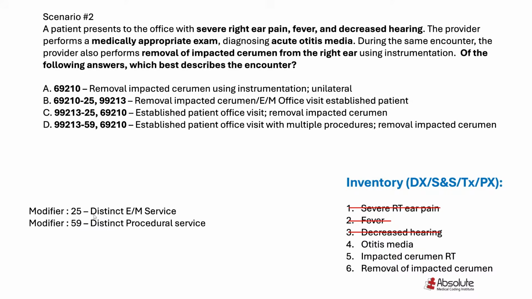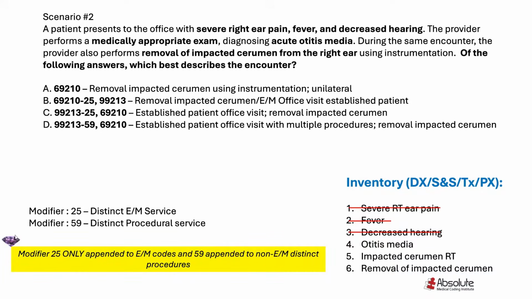Modifier 25, distinct E&M service. That means that this E&M service was distinctly different from the procedure. And then modifier 59, this is a distinct procedural service. In fact, 59 goes on codes that are not E&M. Let me go ahead and explain it better. Here's my gem. Modifier 25 is only appended to E&M codes, and modifier 59 is appended to non-E&M distinct procedures. So if we follow this gem, we can eliminate some things.